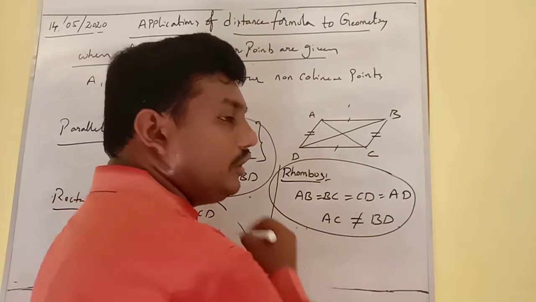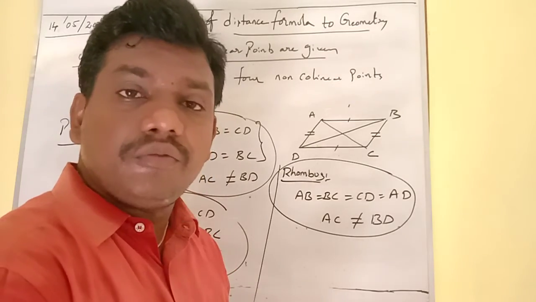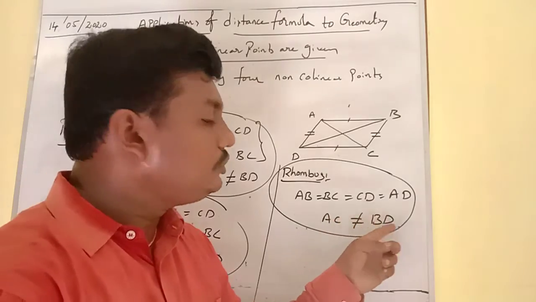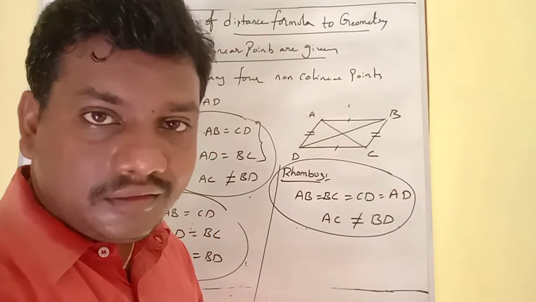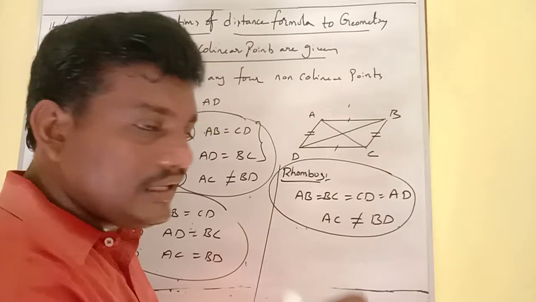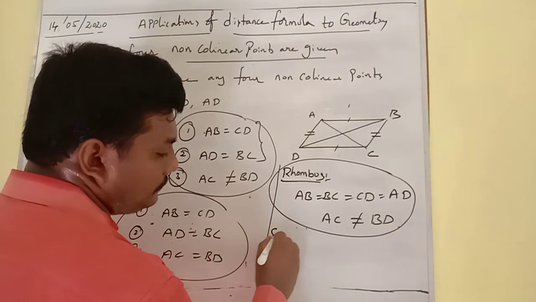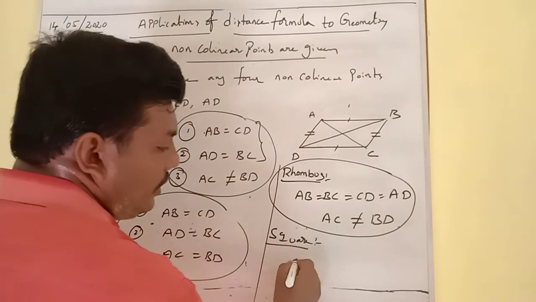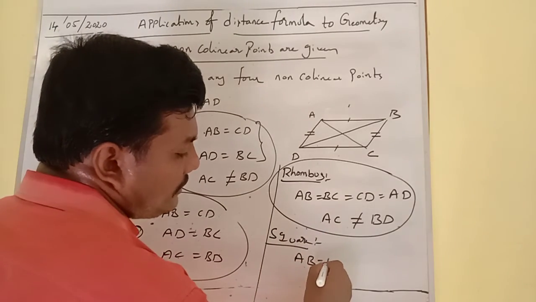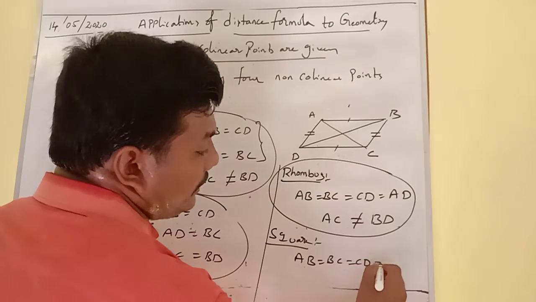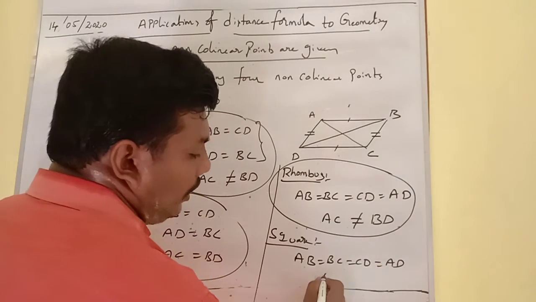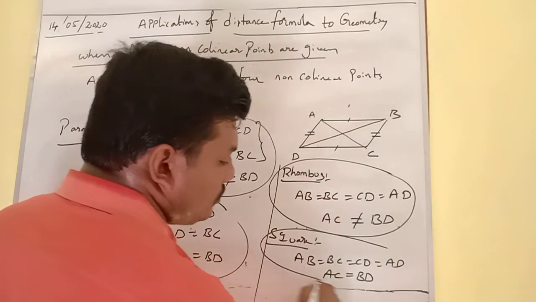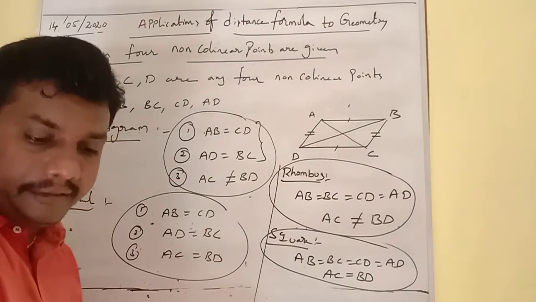When the given quadrilateral is a rhombus, we must find the lengths of all 4 sides and the 2 diagonals based on the distance formula. Then coming to the square, all 4 sides are equal: AB is equal to BC is equal to CD is equal to AD, and AC is also equal to BD. This is about the square.